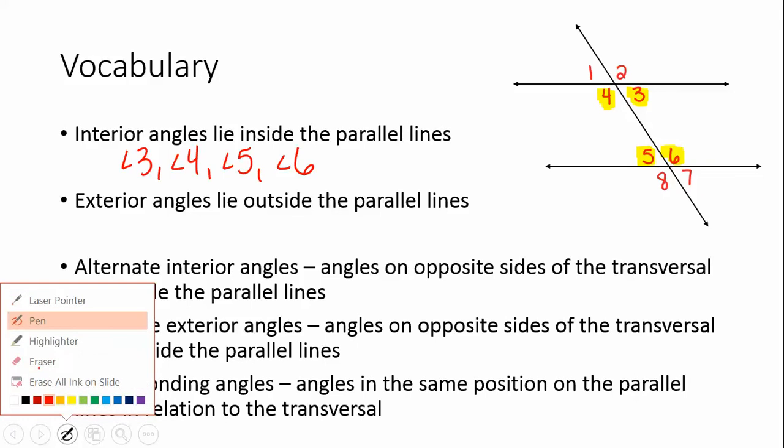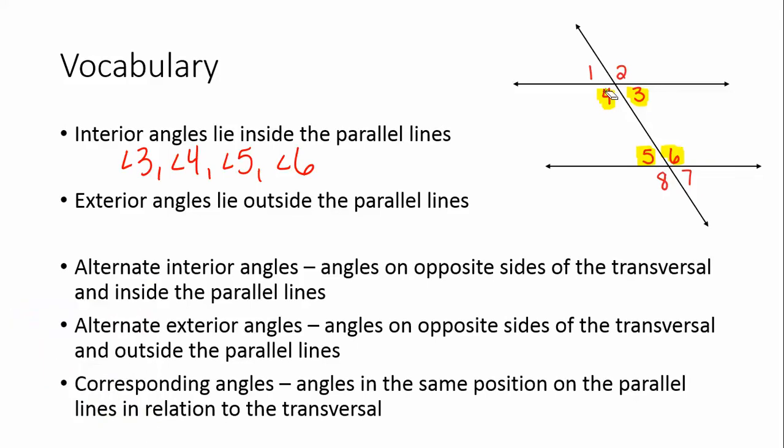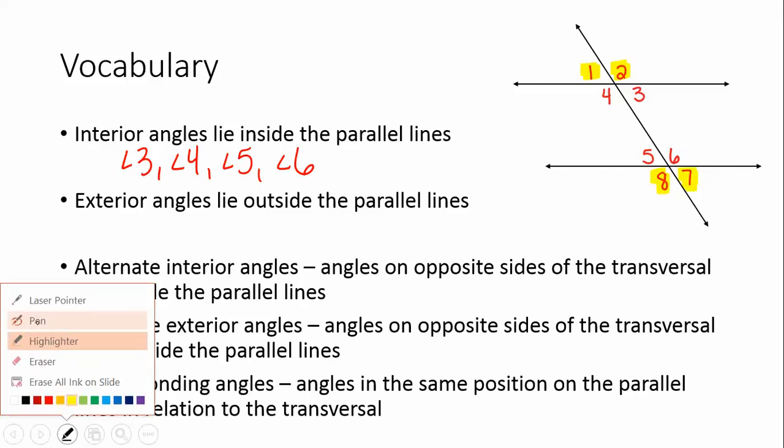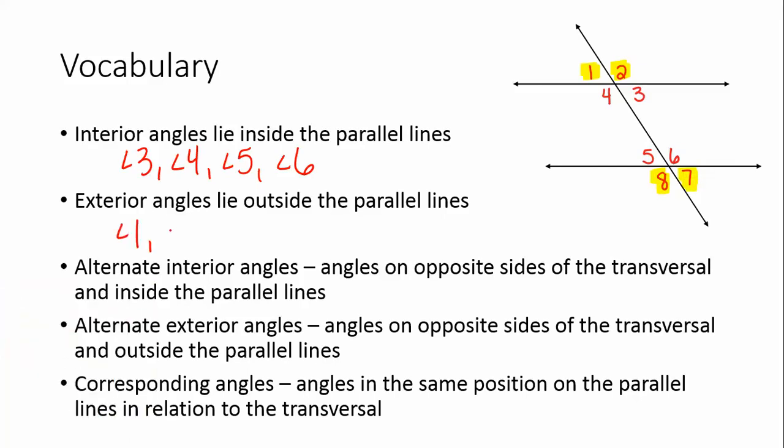Exterior angles then are the opposite. Exterior angles are outside the parallel lines. So those would be angle 1, 2, 7, and 8. So exterior angles: angle 1, angle 2, angle 7, and angle 8.